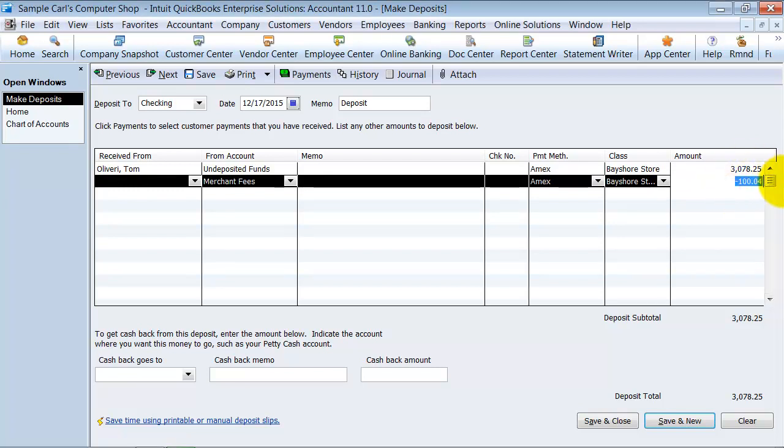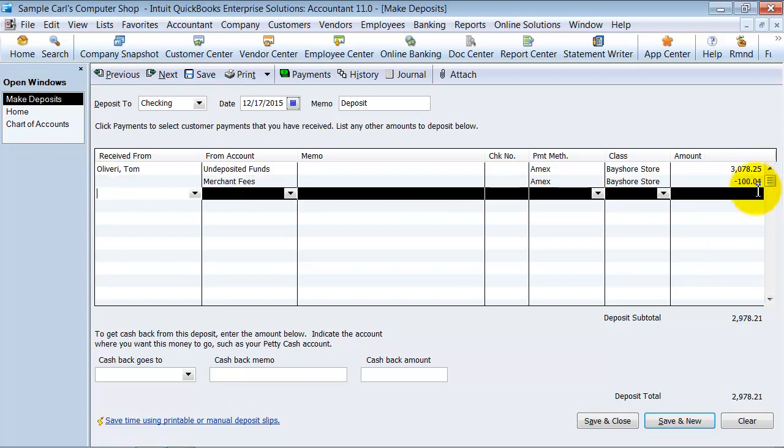Okay, so now first of all, it helps me to track or make sure that I'm being charged the proper rate, the 3.25%, because now once I tab off of this number here, it's going to give me my deposit subtotal, $2,978.21. Okay, so that deposit total should match what's on your bank statement.